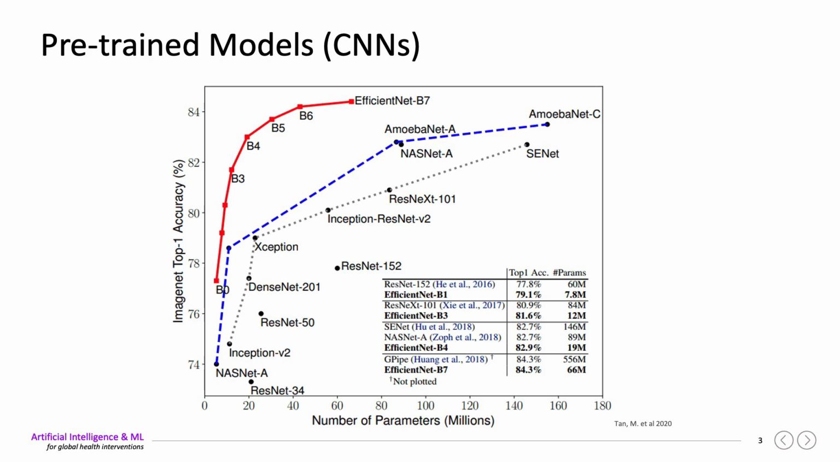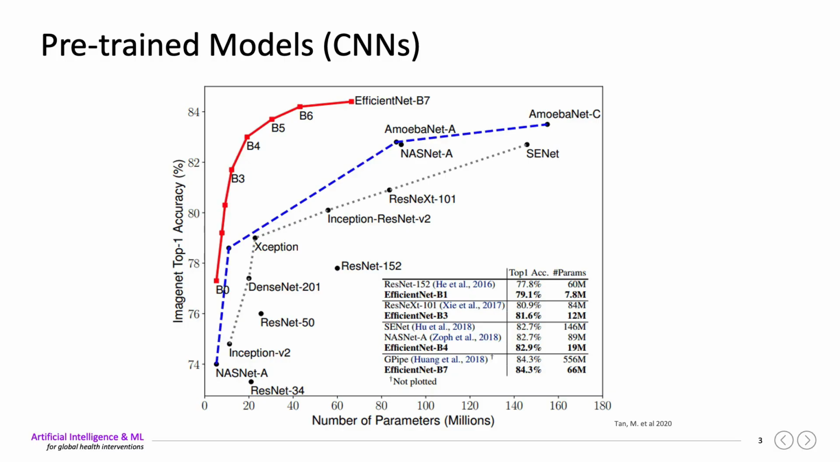The comparison is striking. EfficientNet B1 reaches about 79.1% with only 7.8 million parameters, matching ResNet 152, which needed 60 million parameters for 77.8%. Similarly, EfficientNet B7 reaches 84.3% accuracy with 66 million parameters, matching GPipe, which required 556 million. The lesson here is efficiency. Better architecture and compound scaling let you achieve the same or higher accuracy with far fewer parameters, which matters enormously when you want to deploy models on limited hardware in resource-constrained settings.